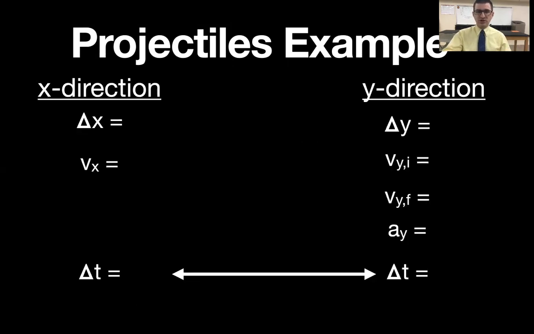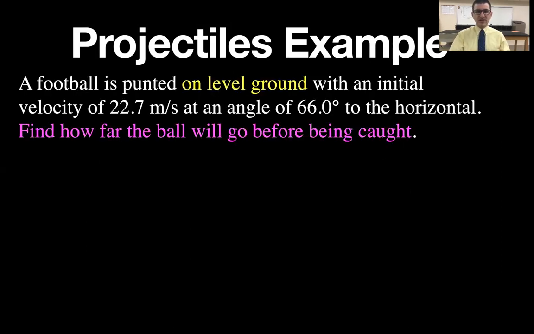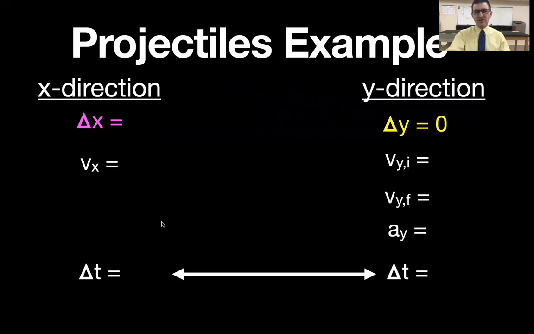Then we start to break it up and write down any information that we might know from the problem before we start using equations to fill in other information. It says on level ground, and that means something very important, actually. And then it's asking how far the ball will go before being caught. So what that means is that the change in y is 0. We're assuming it's being kicked and caught at the same height. And the level ground allows us to say that this delta y, the displacement in the vertical direction, is 0. And so the question is asking, what is the delta x? How far does it go in the x direction?